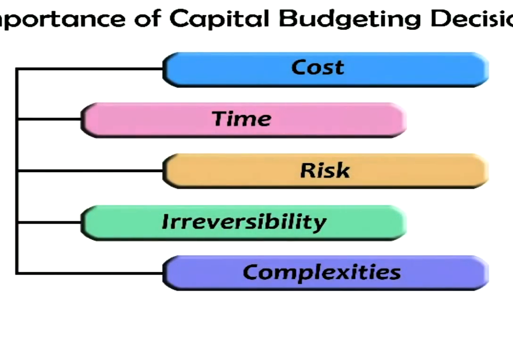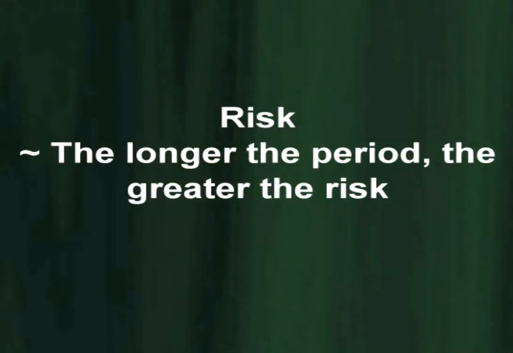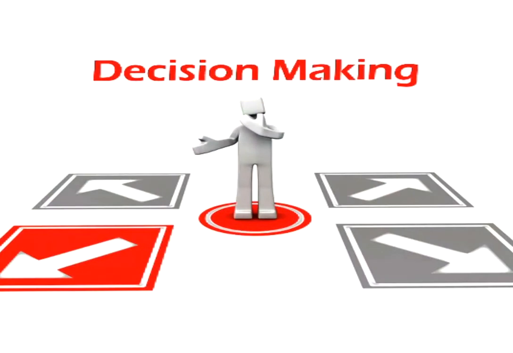So now we will learn about the second thing, that is the time element. The effect of the decision is known only in the near future and not immediately, because my cash outflows are in the current period while my returns are coming in near future, that is subsequent years. Next comes risk. The longer the period, the greater the risk. Uncertainties associated with cash flows are higher as the period is longer. Hence, decision should be taken after a careful review of all the available information.